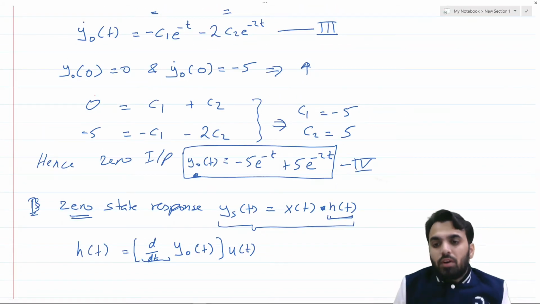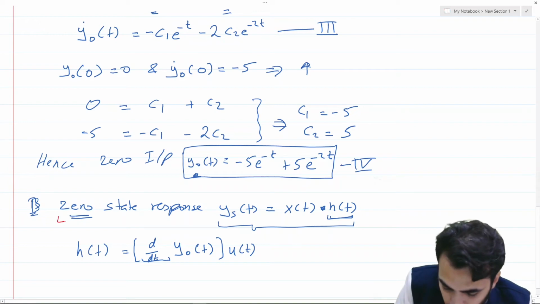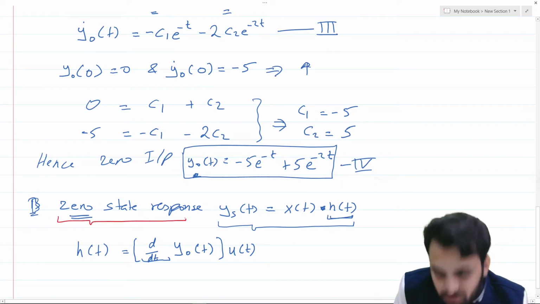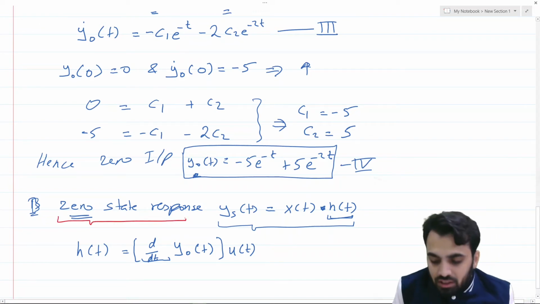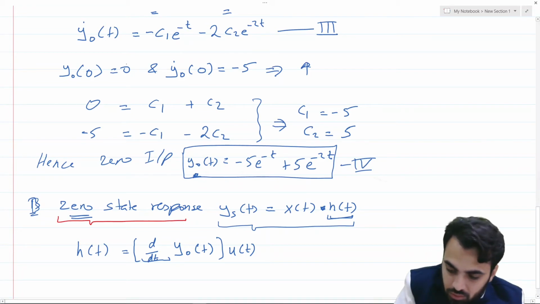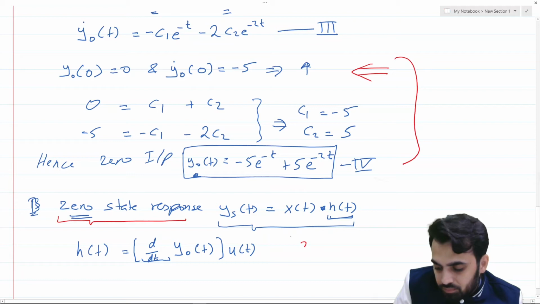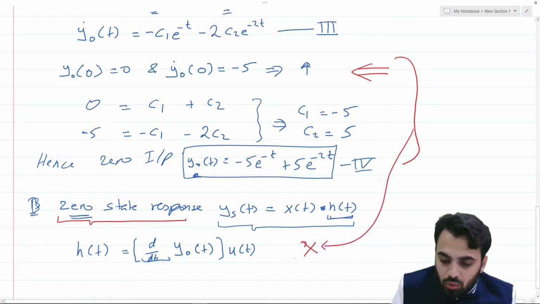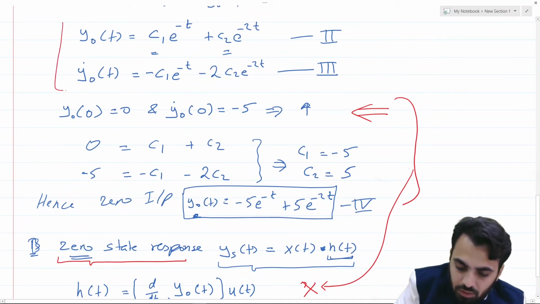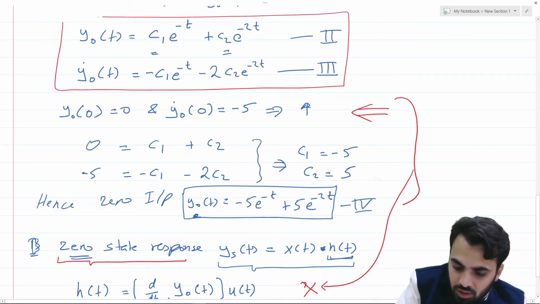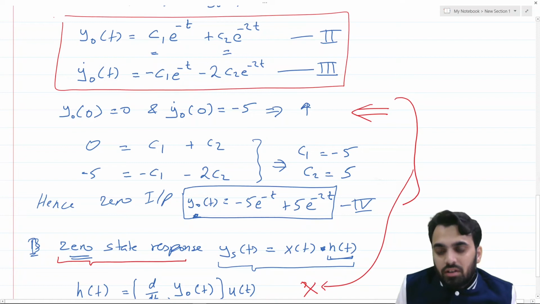A very important point to note over here is that we are considering zero state response. That is, the initial conditions are not playing any role, right? So these would not be included in this expression, right? So we would need a standard formulation where we have not inserted the initial conditions.